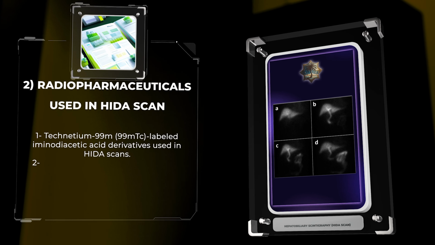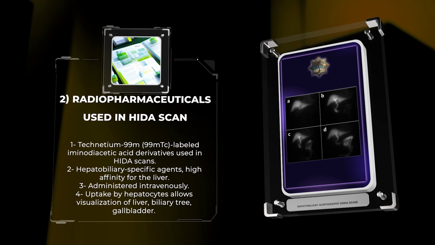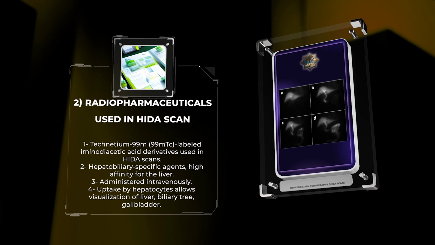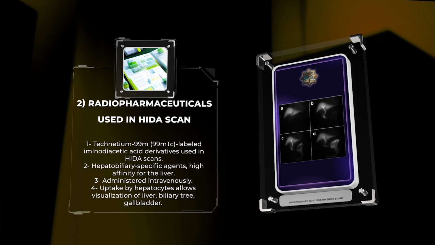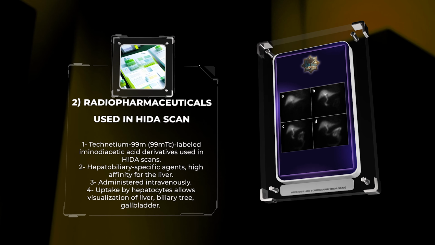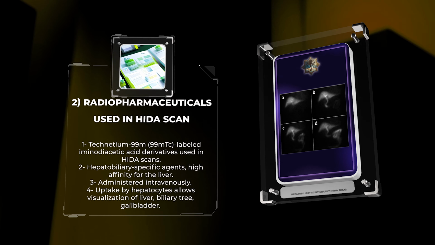Technetium-99m (99mTc) labeled iminodiacetic acid derivatives, such as mebrofenin or disofenin, are commonly used radiopharmaceuticals in HIDA scans. These agents are hepatobiliary specific and have high affinity for the liver. They are administered intravenously, and their uptake by the hepatocytes allows visualization of the liver, biliary tree, and gallbladder.